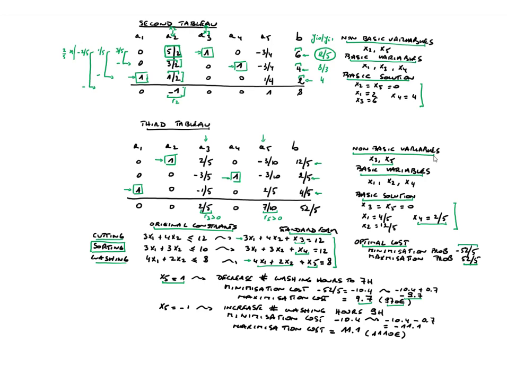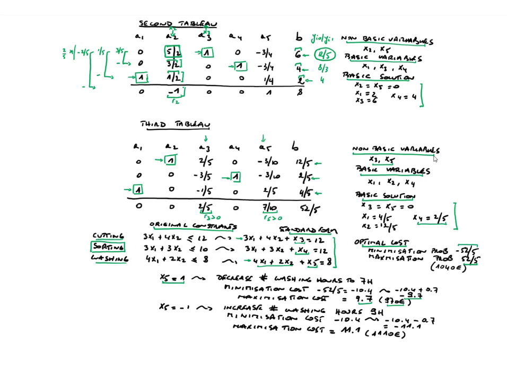By the way, I didn't write it, but the original maximization problem had an optimal cost of 10.4 multiplied by 100, so this corresponds to 1040 euro, right? So you can see that if we take x5 equal to 1, this is a decrease in the number of washing hours, so the maximization cost, the profit, decreases.